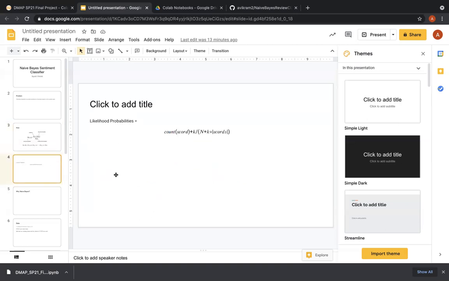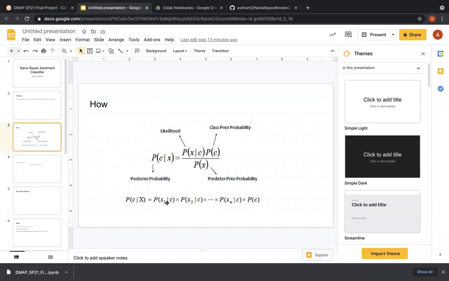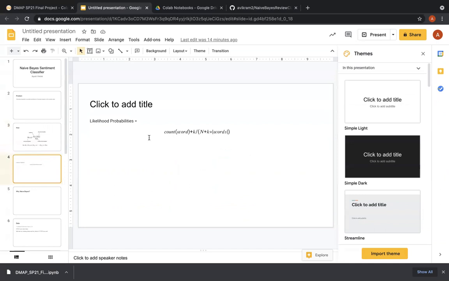So what is the definition of these likelihood probabilities? These individual likelihood probabilities I'm talking about now, P of x1 given c, P of x2 given c, all the way to P of xn given c, which you multiply to get the total likelihood probability for a review. Each of these smaller likelihood probabilities is quite simple. It is the count of the word, right? By word, I mean either unigram, bigram, or whatever your model entails, plus k. K is a constant known as the Laplace smoothing constant. I'll get to that in a second. Divided by n plus k times the number of words.